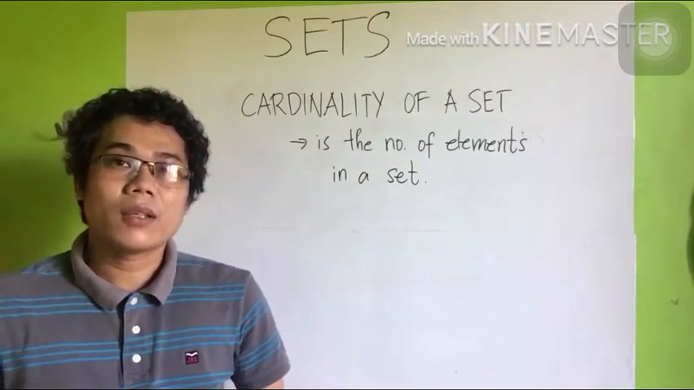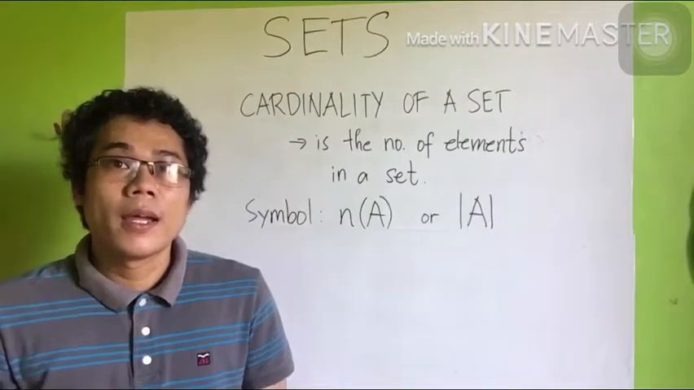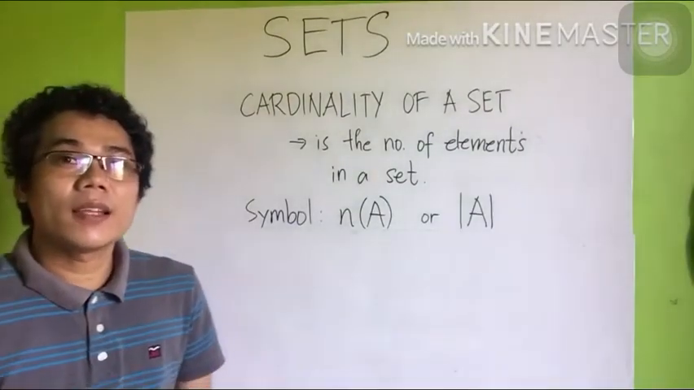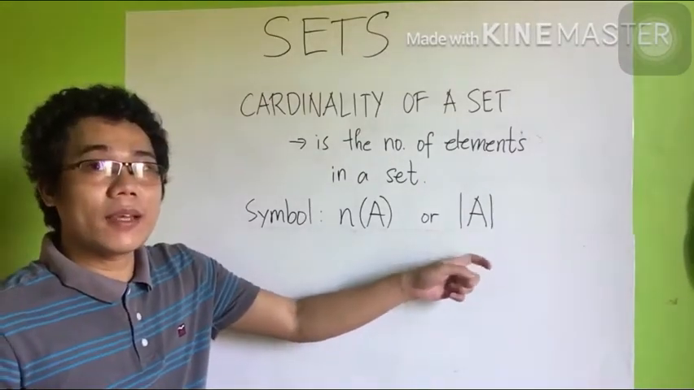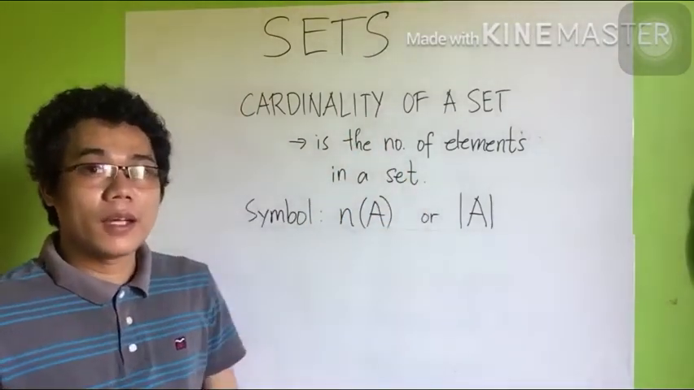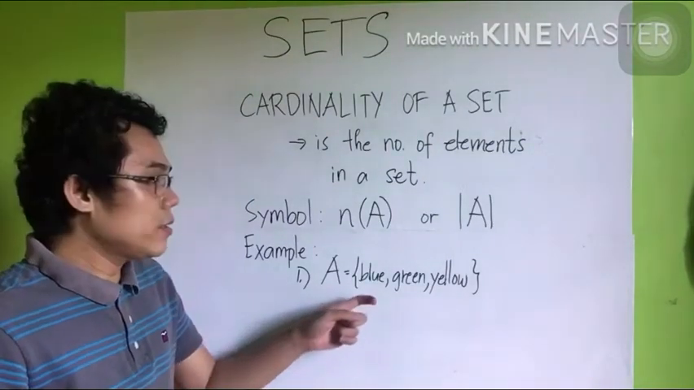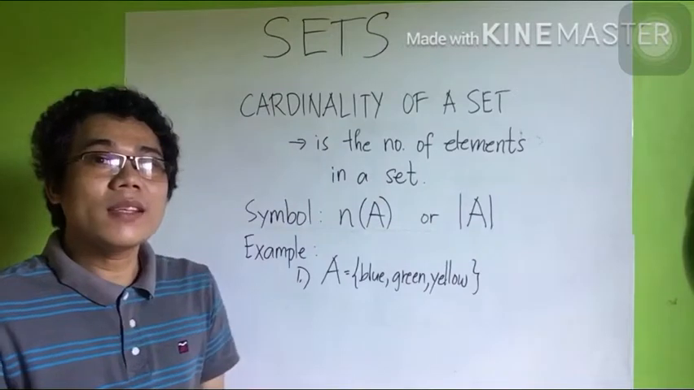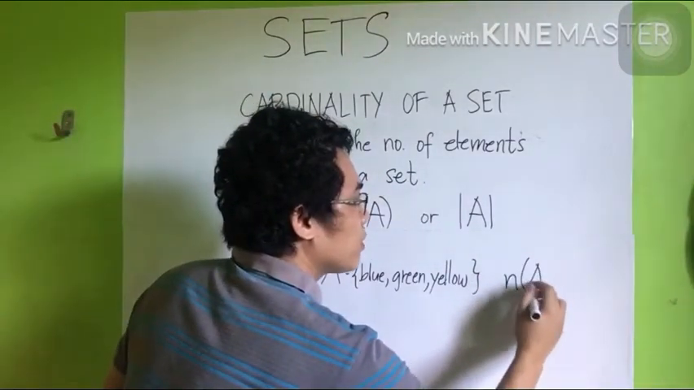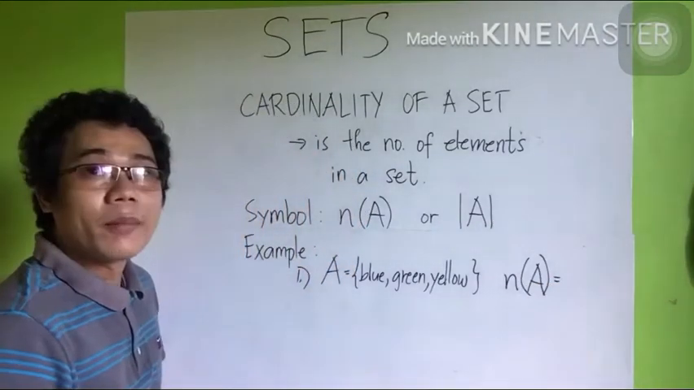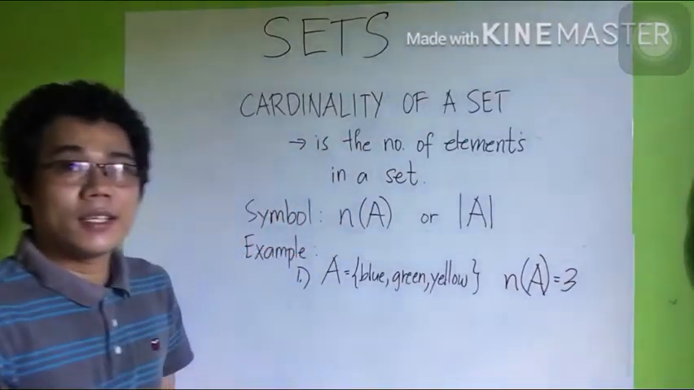Let us now talk about cardinality of a set. It talks about simply counting the number of elements in a given set. The symbol for taking the cardinality of a set is given by n of A, or we simply take the bar of A. Consider this example. We have a set A contains blue, green, yellow. So what is the cardinality of A? So what we'll do is just count the number of elements. So we have 1, 2, 3. And so the cardinality is 3.